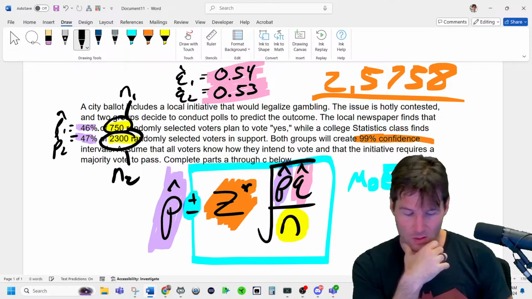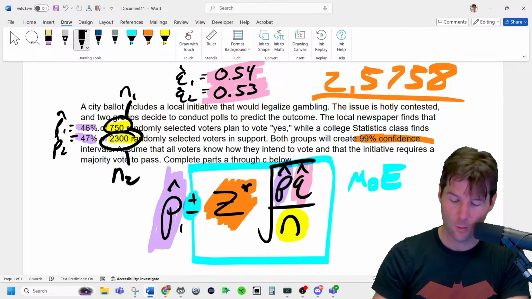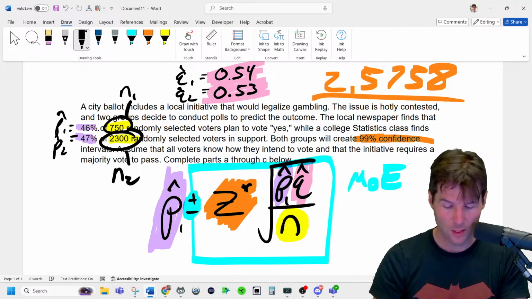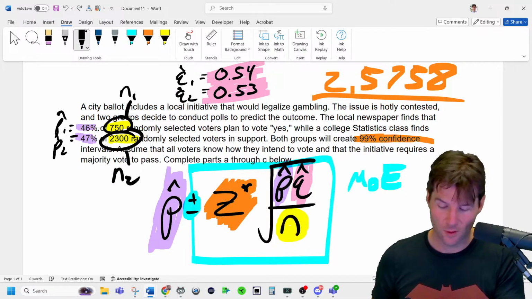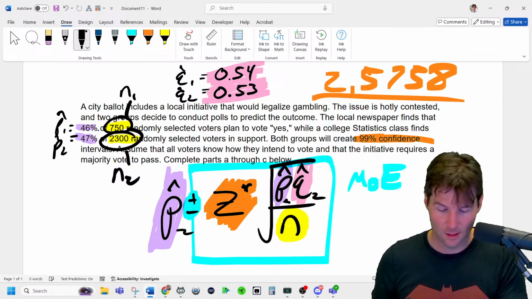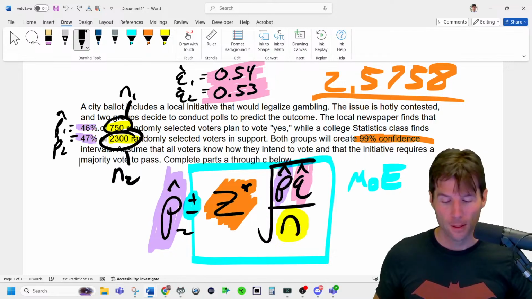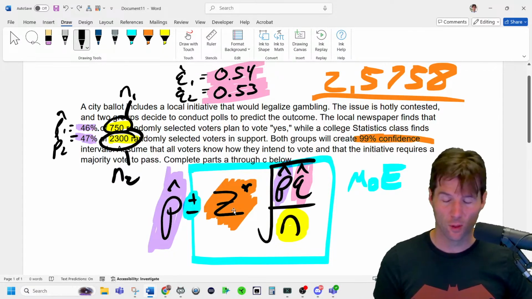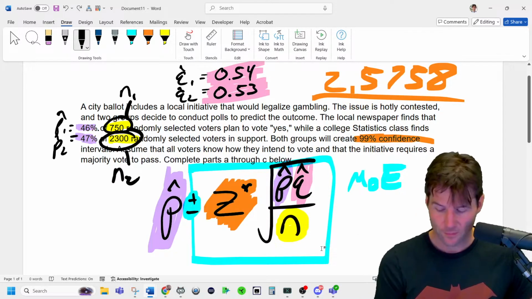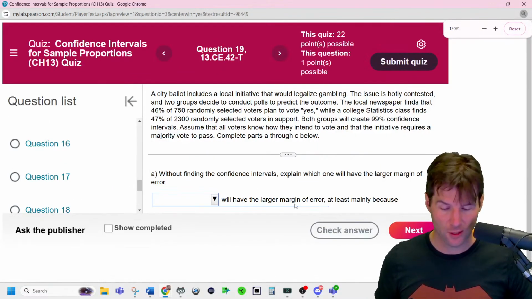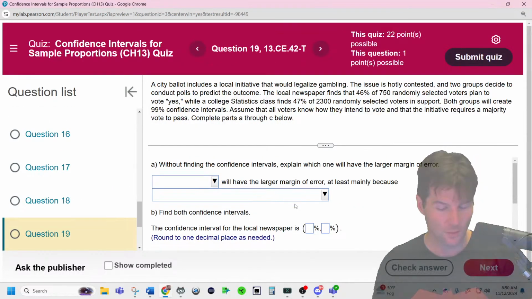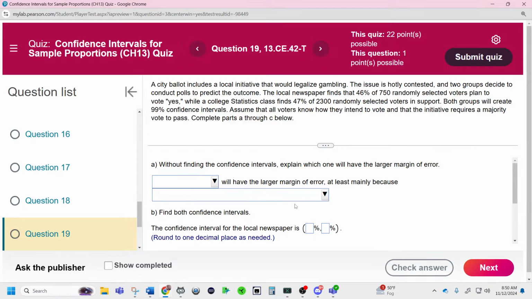And what I mean by this is we have to do this twice, like p hat 1 plus or minus z times the square root of p hat 1 q hat 1 over n1, right there. And then we would redo it for the second group using the numbers from the second group. Pretty good question. It's just making you do work twice. So let's go ahead and do the work twice. Let's go ahead and see what they say right here. First off, some theoretical questions. Without finding the confidence intervals, explain which one will have the larger margin of error.